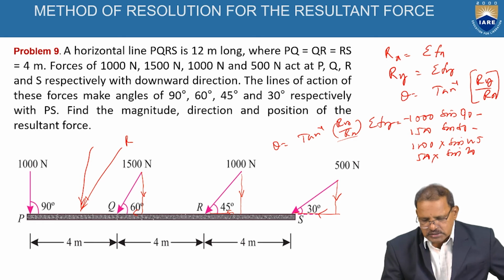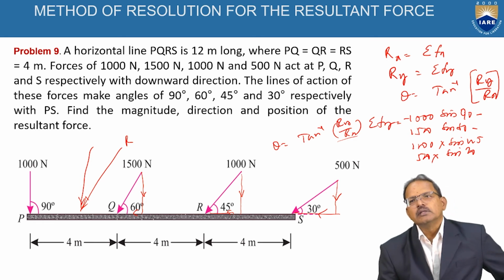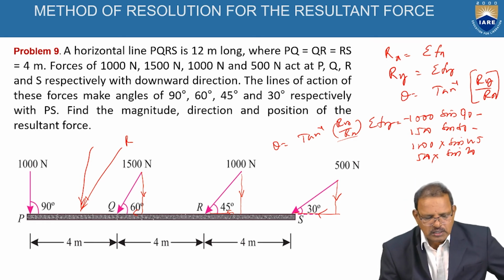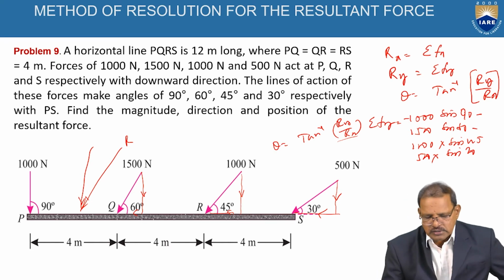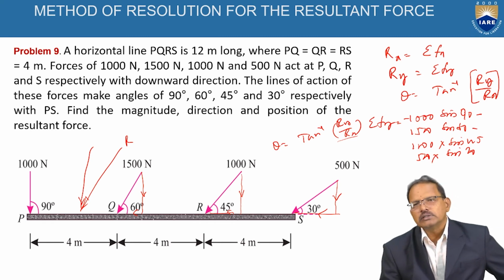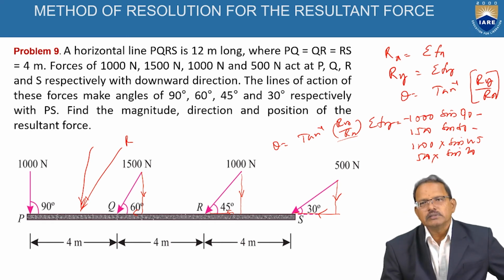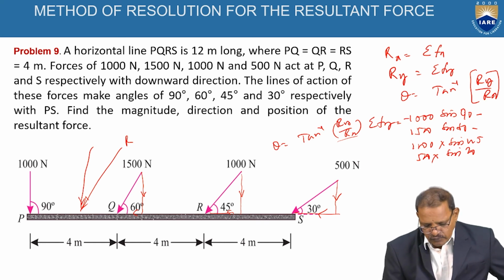Since we are not at all considering the horizontal distance, because the line of action of the horizontal component is passing through the line PS only, hence their effect is equal to 0, or the moment created by that component is equal to 0. Hence we have to consider only the vertical components to determine the position of the resultant of those four forces.